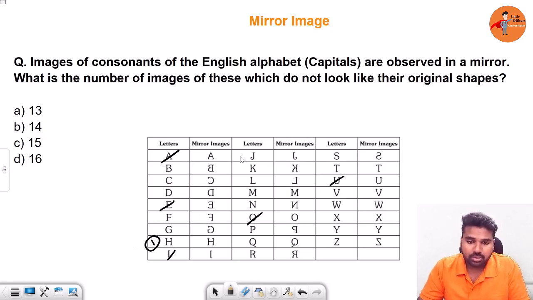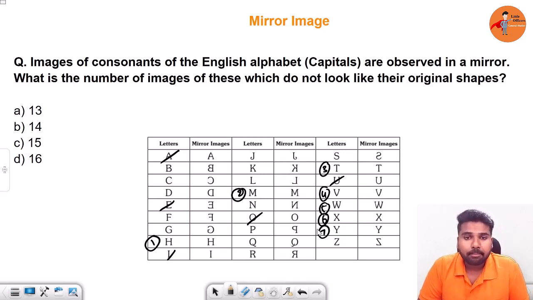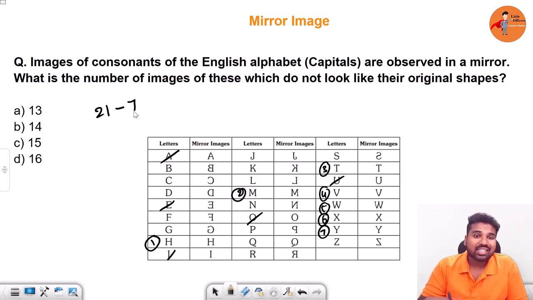So just simply M is another one, and T is another one. U, W, X and Y. So these 7 do look the same even if we take the mirror image of them. All of them are consonants. So altogether we have 21 consonants, out of which 7 are having the same image.